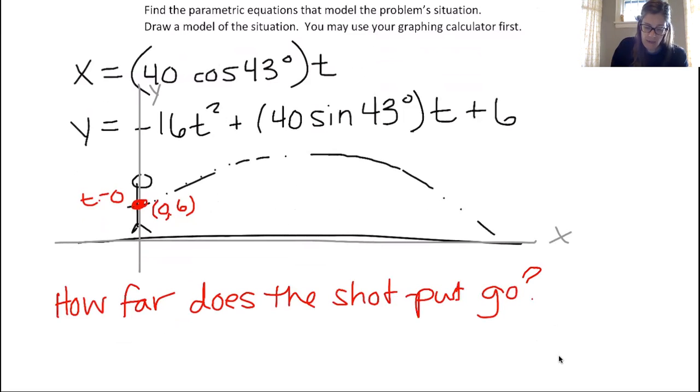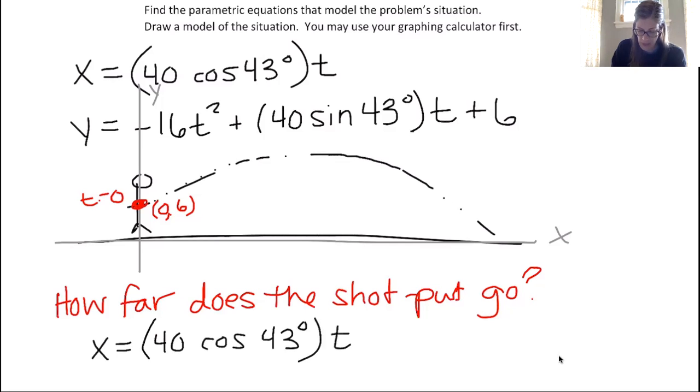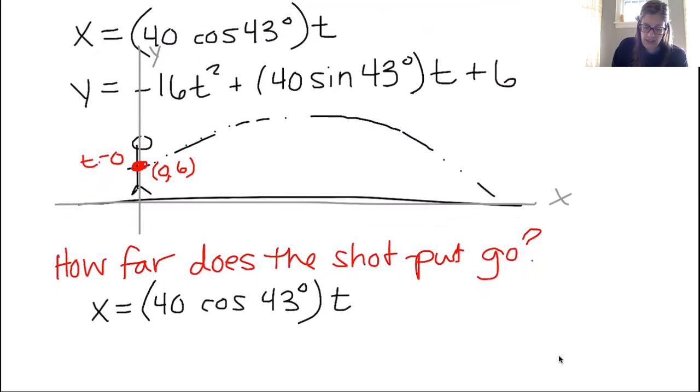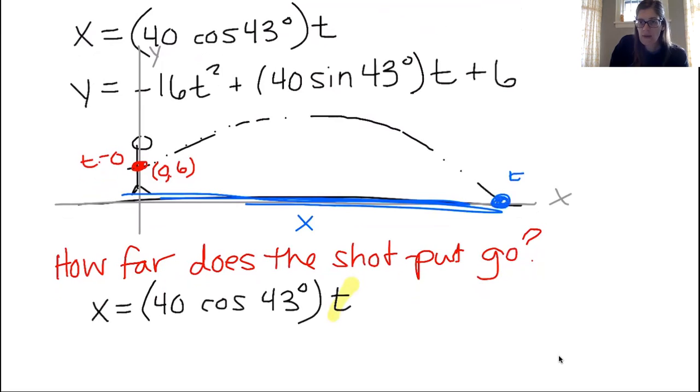And so again, we did a problem like that before where we asked how far something went. That's horizontal distance. We're interested in this 40 times cosine 43 t. But in order to be able to answer that question of how far it goes, we have to know what t is, and we don't know t. Okay, we're interested in this horizontal distance right here in blue. This is the x we want to find.